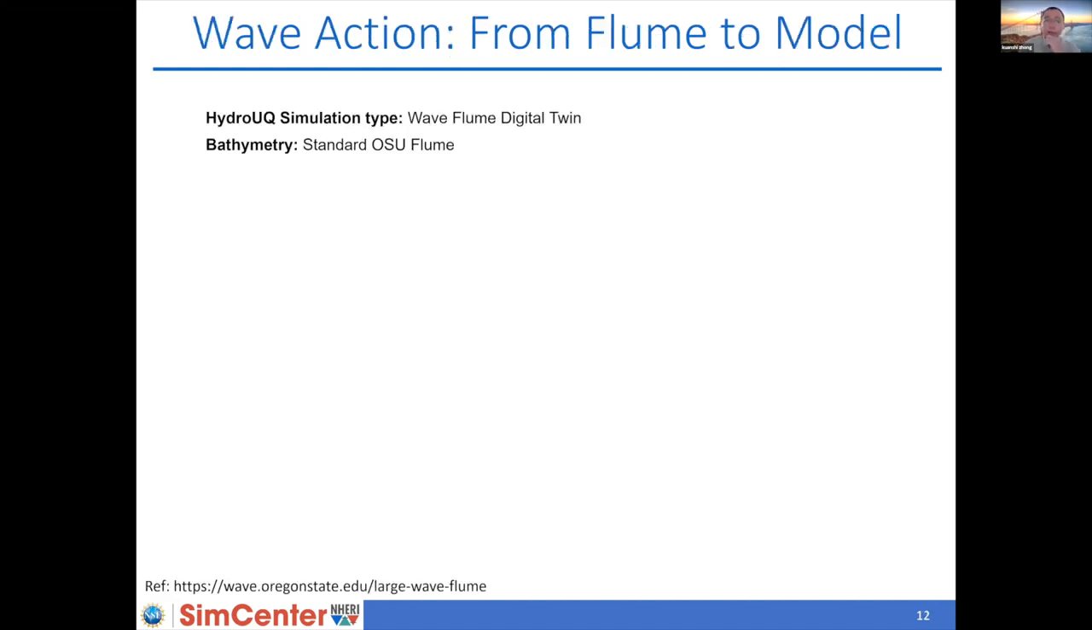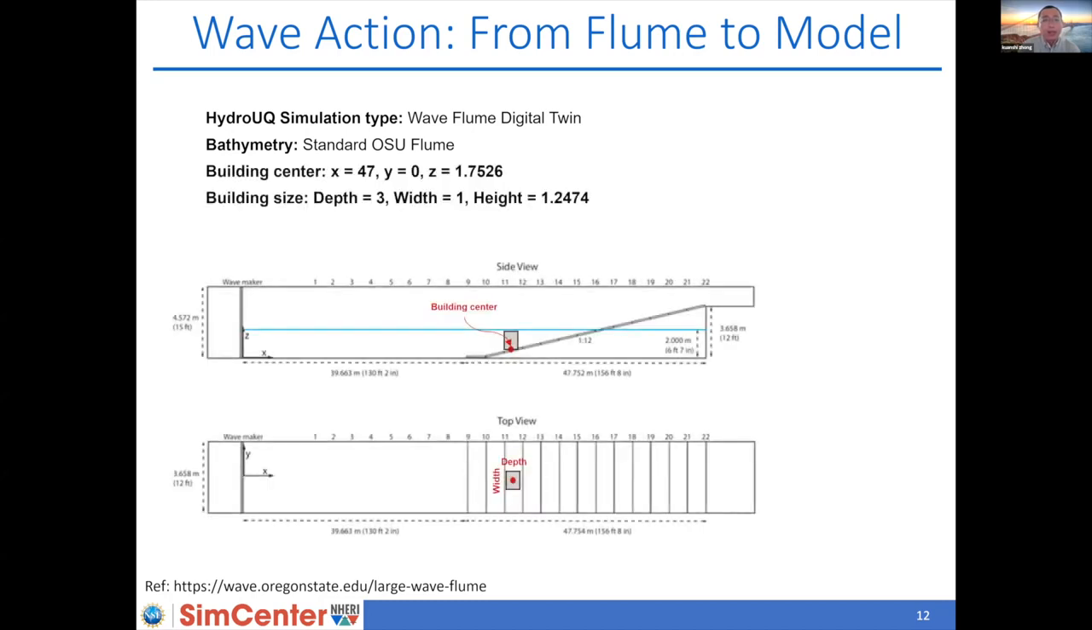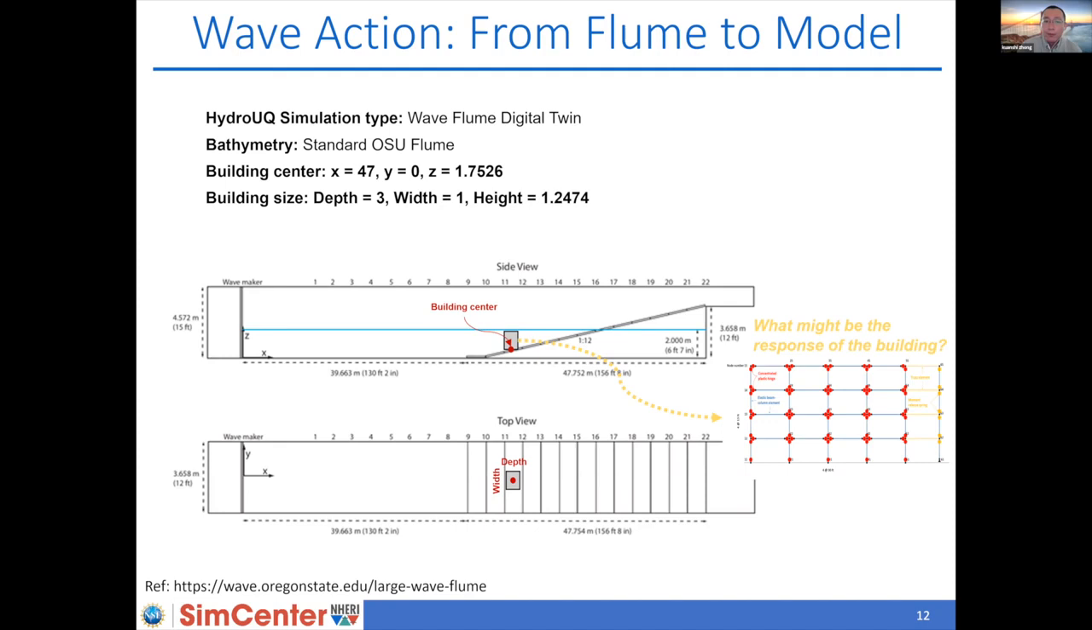And so now we have the building set up, and then we start to look at the other side of the problem, the external load. And as AJ mentioned during the previous session, we actually extracted the wave action from our CFD simulation. So here, just one example, HydroUQ simulation type from the wave flume digital twin, using the standard OSU flume. And imagine that we have a building model that's placed in the location as shown in the figure here, with the defined building sizes. And imagine if this is a scaled down model for a real building, then what would be the responses of the building under the wave action generated by the CFD simulation?